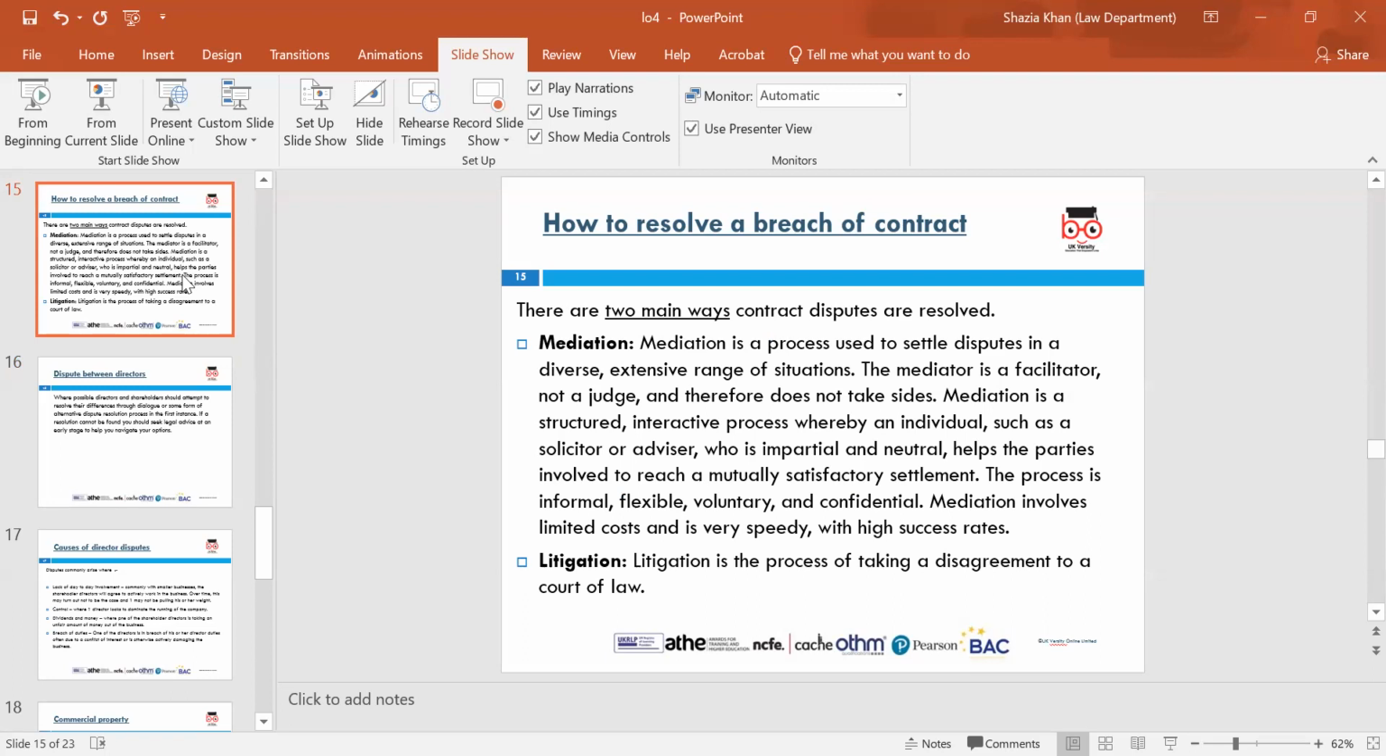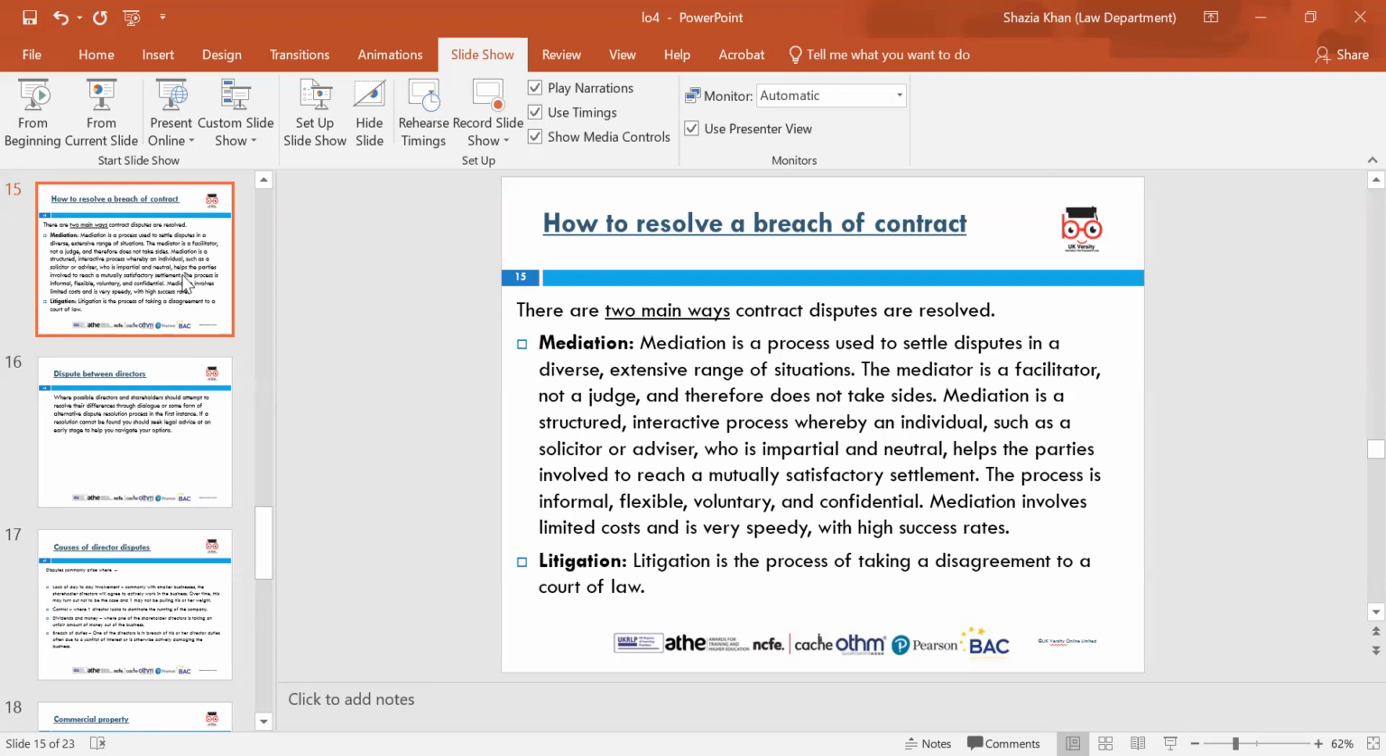How to resolve a breach of contract. There are two main ways contract disputes are resolved. Mediation, which was in the video as well, she talked about it, is a process to settle disputes in a diverse, extensive range of situations. The mediator is a facilitator, not a judge, and therefore does not take sides. So there's someone independent. They just know what they've been given, the casework. They don't know anything else, okay? Mediation is a structured, interactive process whereby an individual, such as a solicitor or an advisor, who is impartial and neutral, helps the parties involved to reach a mutually satisfactory settlement.